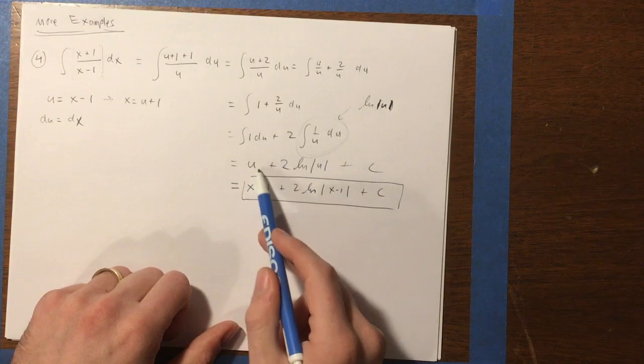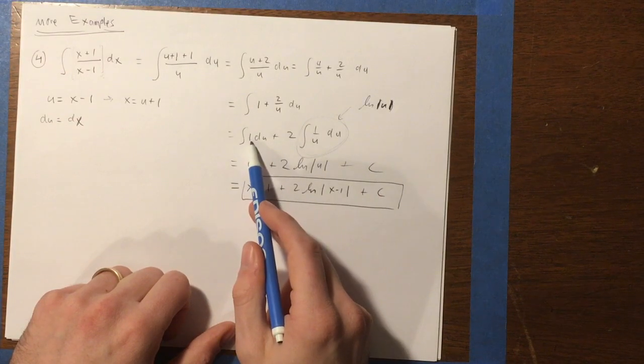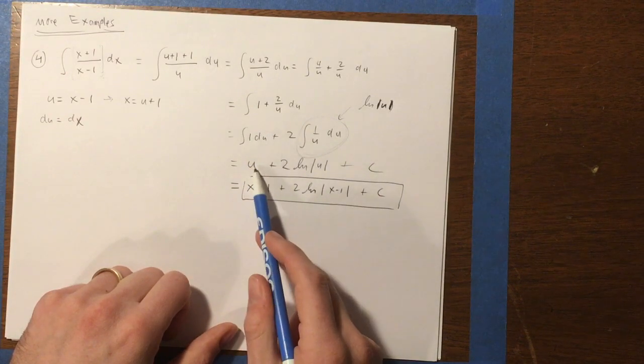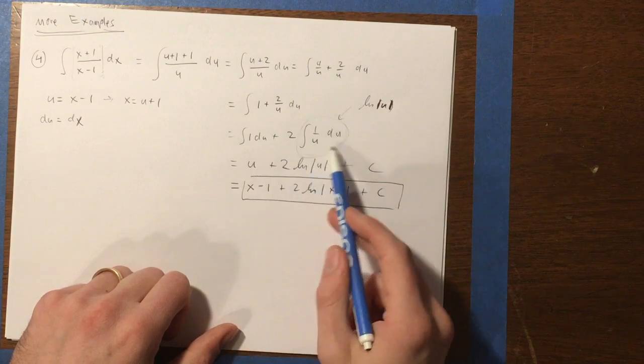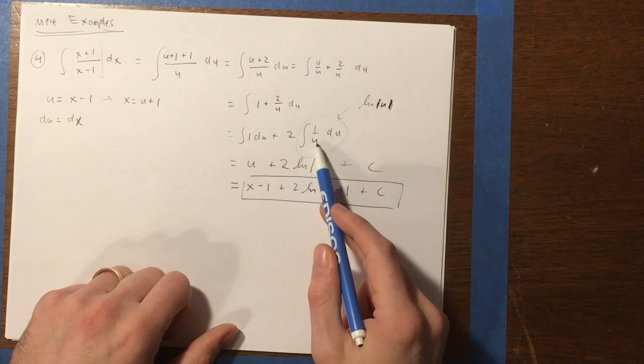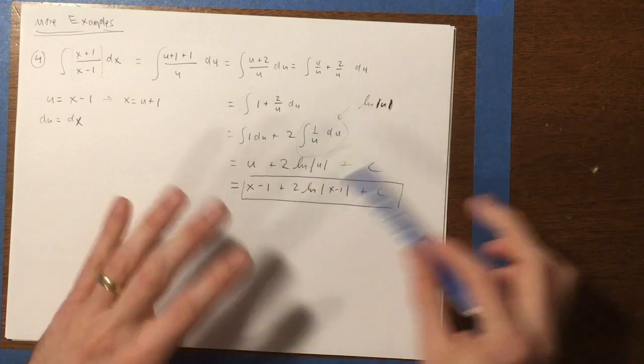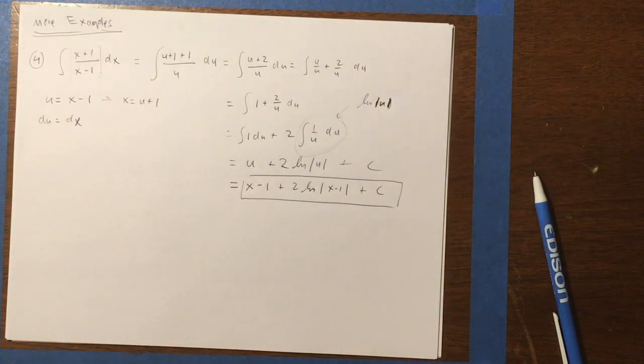For one of them we use the anti-power rule: to get from 1, raise that power up from 0 to 1 and get u. And the other one happened to be 1 over u, whose antiderivative is a natural log. So anyway, that's another strategy that uses u-substitution.